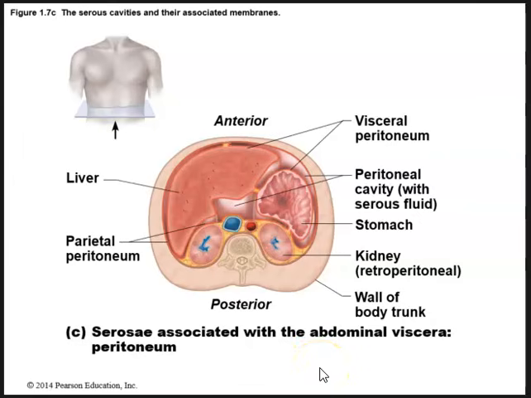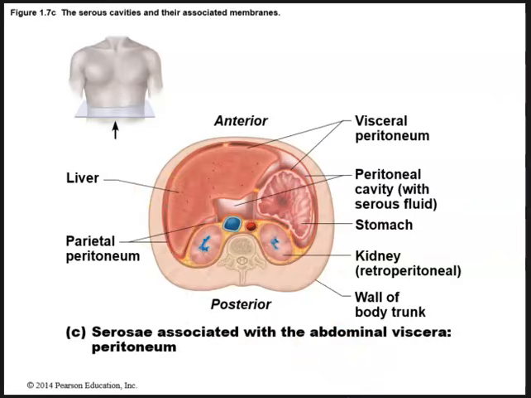And then within the abdomen, we have serosa associated with the abdominal organs. This is called the peritoneum. Again, the layer of the peritoneum that is adhered to the organs is known as the visceral peritoneum. We then have a peritoneal cavity containing the serous fluid, and then we have the outer layer of the peritoneum, which lines the abdominal walls. This is the parietal peritoneum.